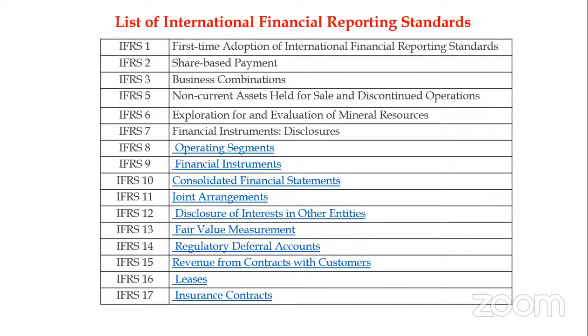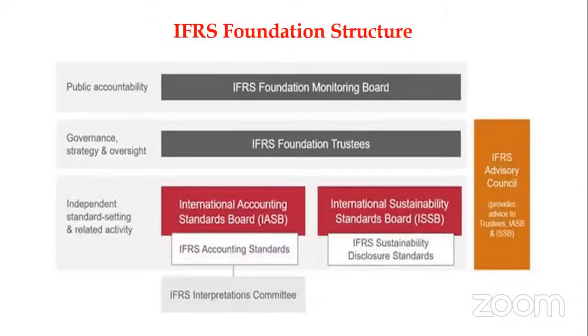So in total we have 16 IFRS so far, and 25 IAS, International Accounting Standards, which are in force. I'll repeat one more time: 25 International Accounting Standards and 16 IFRS are in force, which you can refer to on the IFRS website.